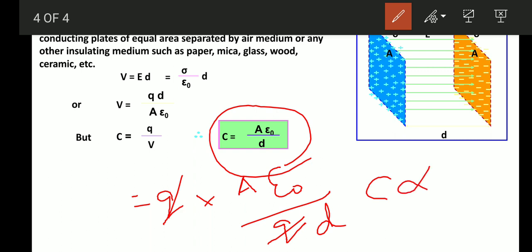The capacitance is directly proportional to the area of the conductor and inversely proportional to the distance between the conductors. As we decrease the distance between the conductors, the capacitance will increase. As we increase the area of the conductor, the capacitance will increase. Area, whatever may be the shape, includes the radius. So when you increase the radius, the capacitance is also going to increase.